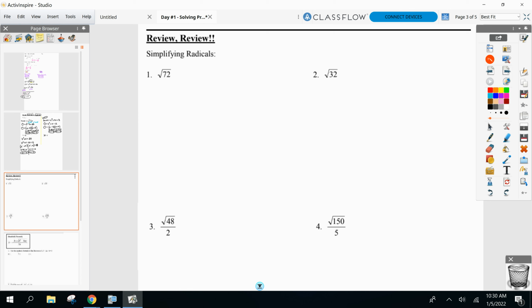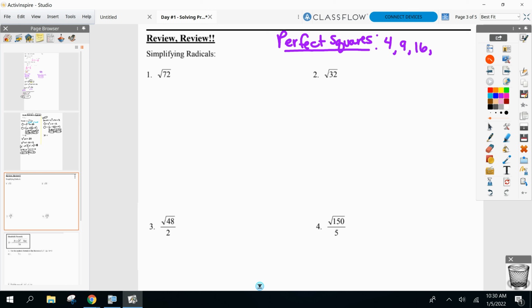Have I asked you to do this yet this year? Yeah, that's what I figured. Before we do, you're going to need to know your perfect squares to do this. Anybody know a number that's considered a perfect square? Carter? 4. Yeah, 4 is. 16. Let me put one in between there, 9.